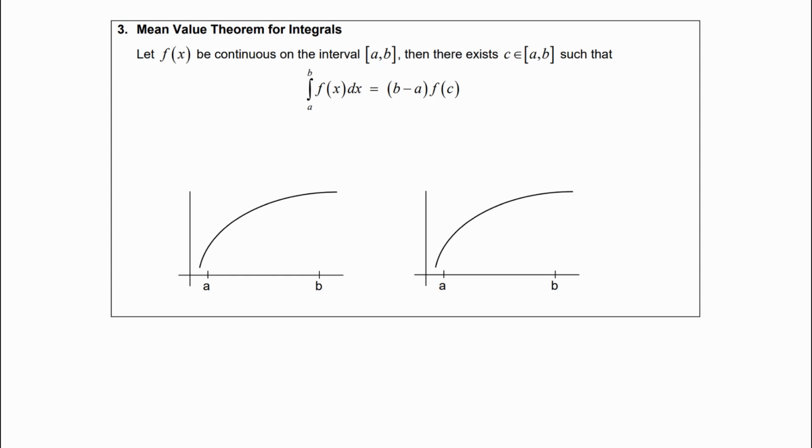Man, what is it saying? Let's look at the picture under there. We're assuming this is the function f of x. And now what would it mean, the integral from a to b of f of x?